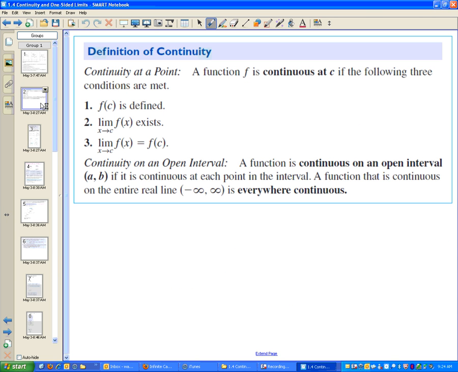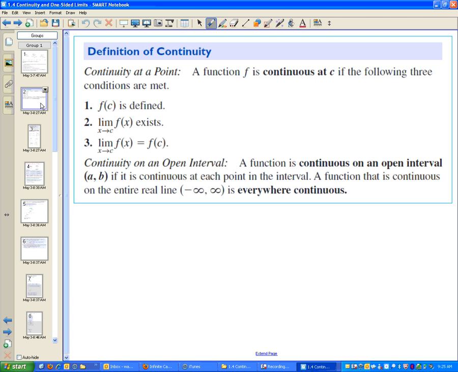Let's see the definition. Continuity at a point. We're going to go from continuity at a point to continuity on an interval, and maybe even to continuity for all real numbers. Continuity at a point. A function f is continuous at c if the following three conditions are met. So f of c is defined. Well, that's kind of the opposite of saying f of c is not defined led to a discontinuity. So f of c is defined. That doesn't prove it's continuous. That's one condition for it to be continuous.